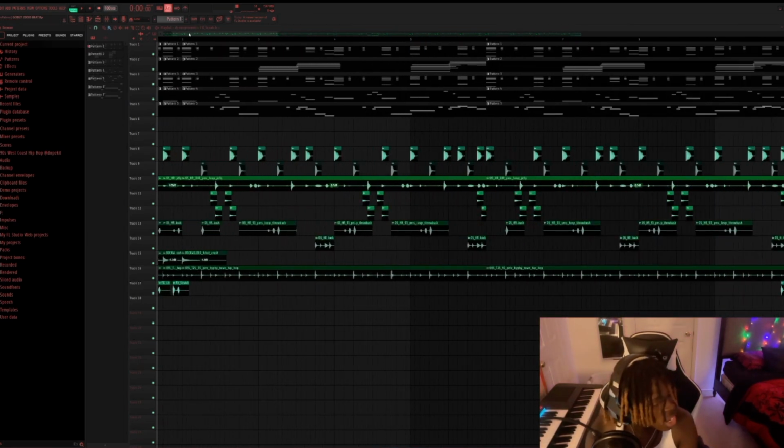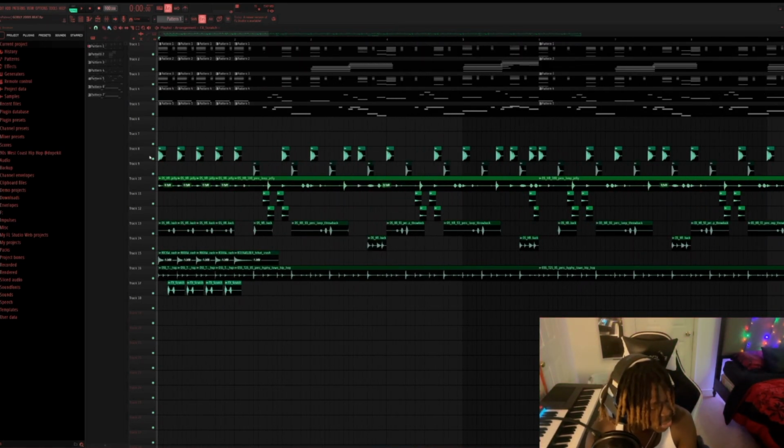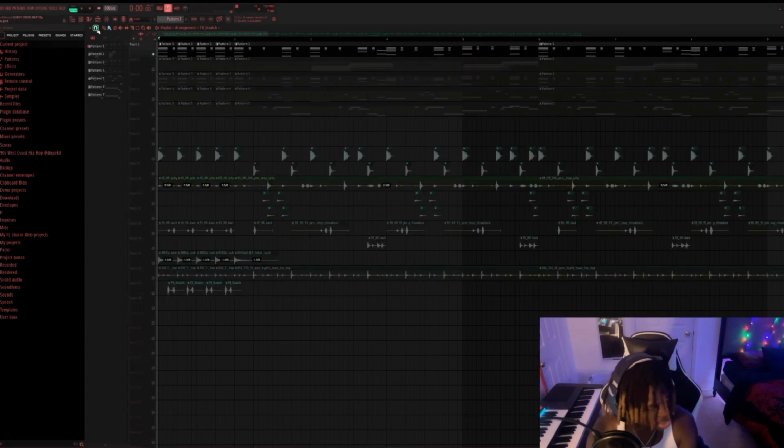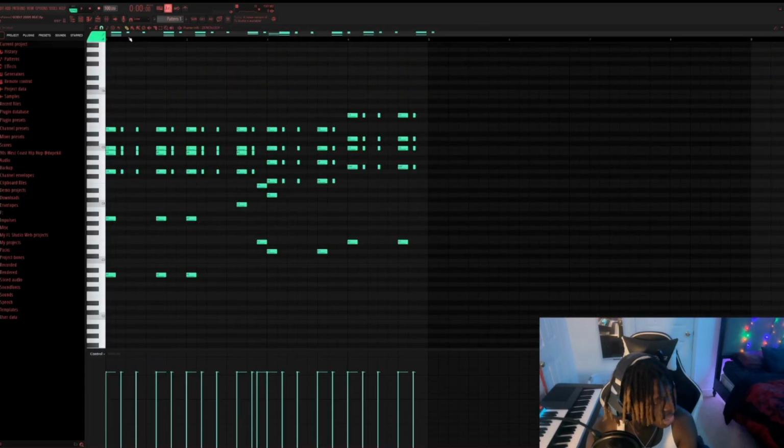Let's go. I'm gonna keep it real simple. Let's start with the drums. No, let's start with the melody. So we got these keys. These keys are the ones I laid down at first. So the entire song was based off of this right here.